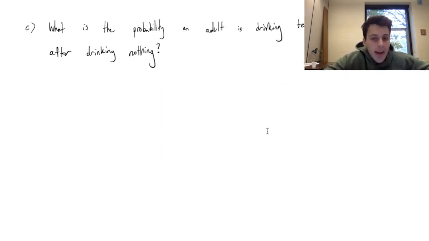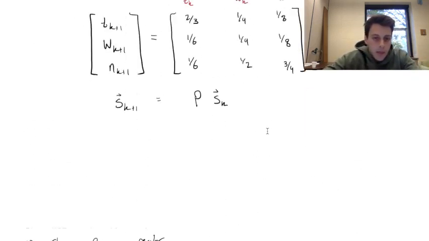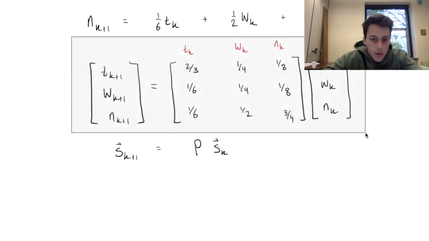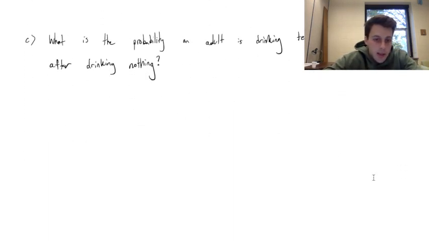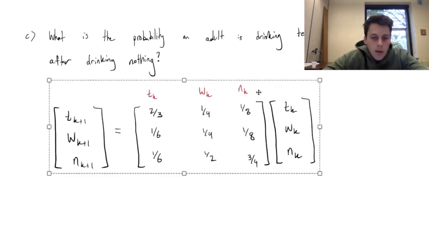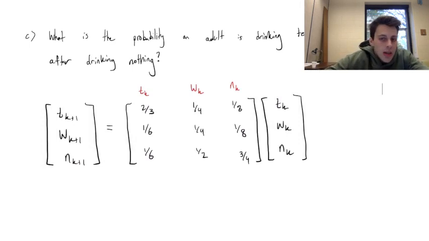So let's move on to the next question. What is the probability that an adult is drinking tequila 2 hours after drinking nothing? Okay, well, we've already described our Markov chain, right? Right here. This matrix vector product. Let me copy and paste this. Okay. So tequila 2 hours after drinking nothing. Well, this just means k plus 1 is equal to 2, right? So I'm looking for S2, the state vector or the probability vector at hour 2.